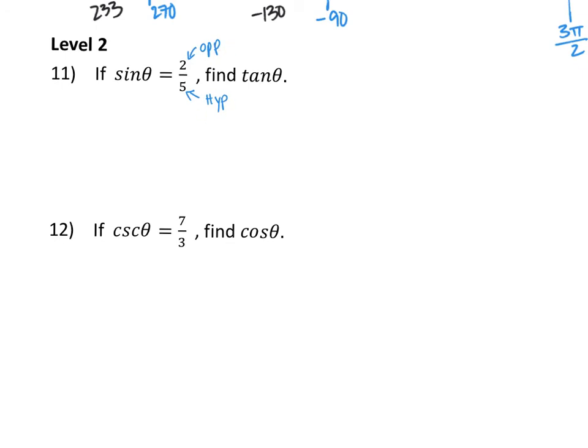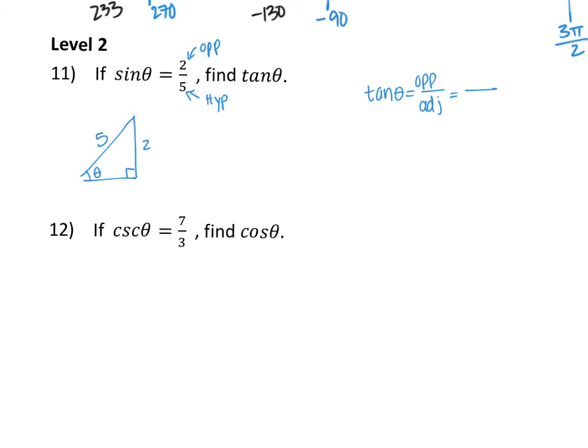If that's the case, if I were to draw a triangle, and this is my theta, I have 2, which is going to be on my opposite side, and 5 is my hypotenuse. I don't know what the adjacent is, and I do need it because I need to know what tangent is. So as a goal here, we want to know what tangent is going to be, which is the opposite over adjacent value.